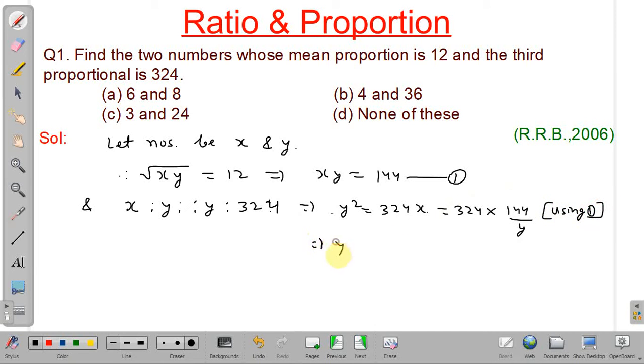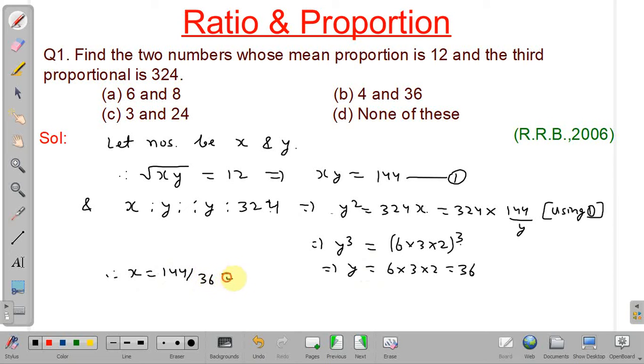Now we will get y cube equal to (6 into 3 into 2) whole cube, and from this we can calculate y as 6 into 3 into 2, that is 36. Substituting the value of y in equation 1, we can find x. Therefore x will be equal to 144 divided by y, and y is 36, so it will be equal to 4. So the numbers are 4 and 36. We will discuss the next problem.